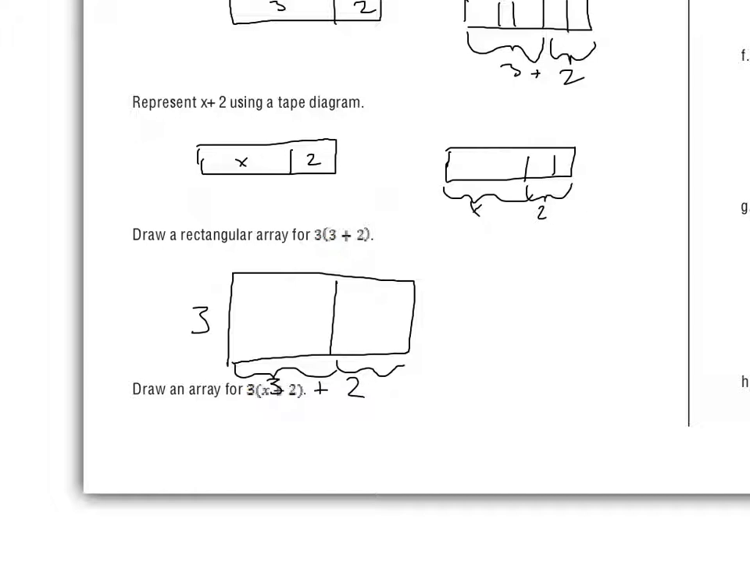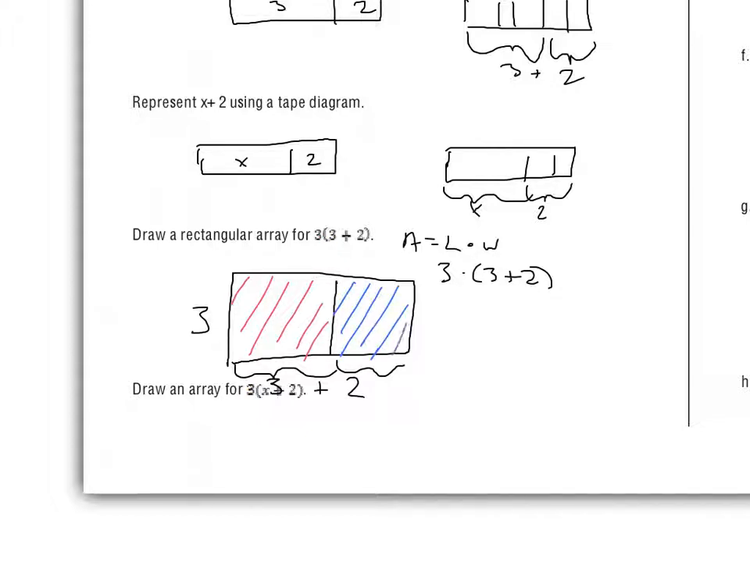And it's a product, and the reason we use a rectangle for that is because we think about area of a rectangle as length times width. So if I have 3 times 3 plus 2, it's kind of like thinking about the area of this rectangle. We can think about the area of this rectangle very visually as the area of this portion plus the area of this portion. So that would be the total area of the rectangle.